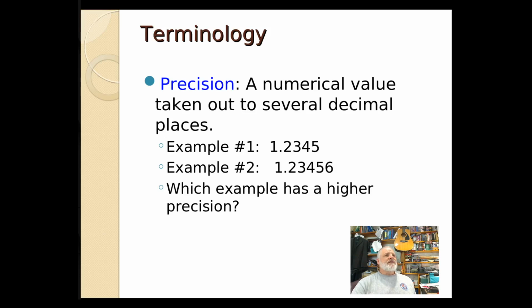All right, some other terms we want to consider here are precision. Precision refers to the numerical value of some value there, and the precision is looking at how many decimal points we're going to take that out. So the more decimal points you take that out, the more precise you can be. Okay, so precision is talking about how many decimal points.